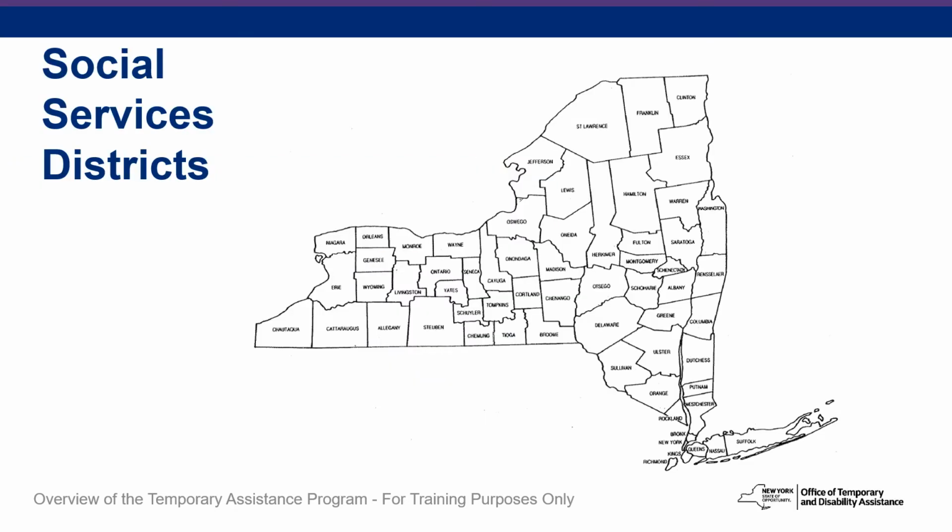New York State is comprised of 58 social services districts. Each district represents a county, with the exception of the New York City district, which represents the 5 counties, or boroughs, of New York City. The New York State Office of Temporary and Disability Assistance, referred to as OTDA, is the state agency that oversees temporary assistance in New York.